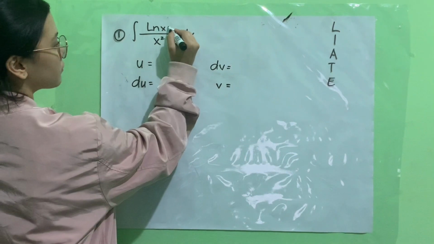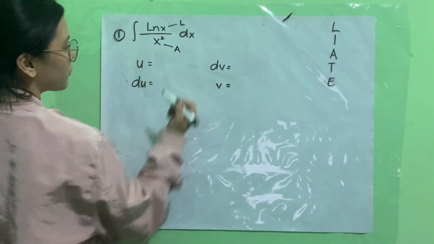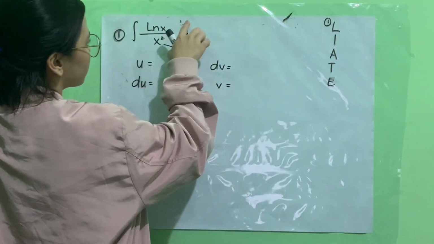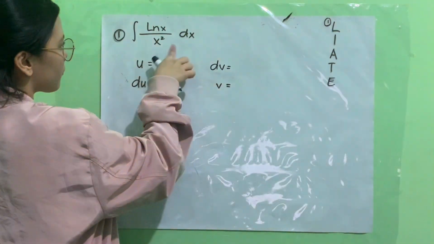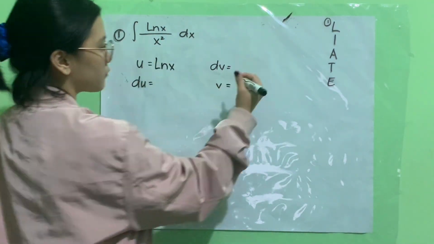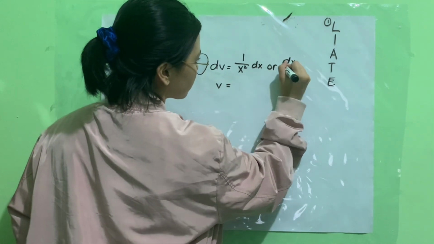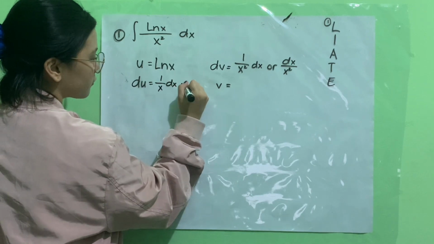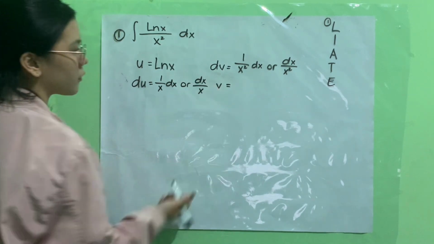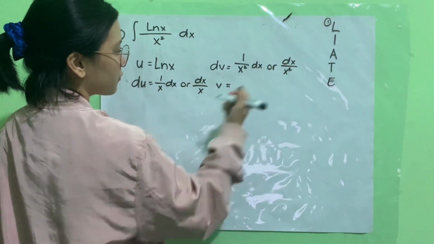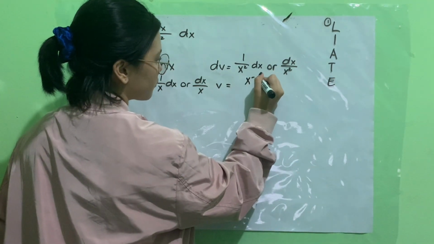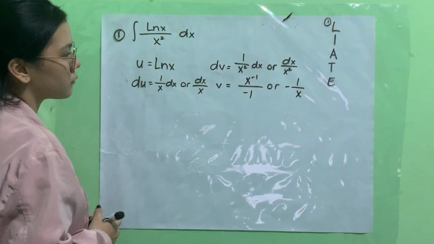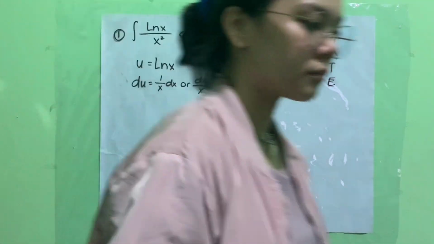Here, in our example, ln x is logarithmic and 1 over x squared is algebraic. In our rule, logarithmic comes first. Therefore, we will have ln x as u and 1 over x squared as our dv. Now, let's derive ln x to get du. This will be 1 over x dx or simply dx over x. Then, let's integrate 1 over x squared dx or dx over x squared. V is equal to x raised to negative 1 over negative 1 or simply negative 1 over x.